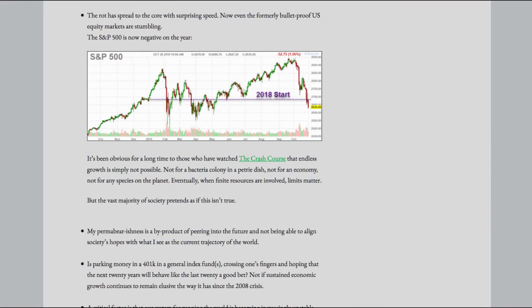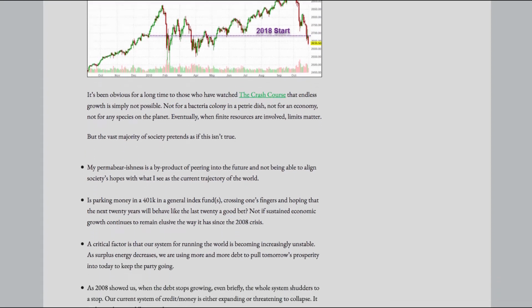Now even the formerly bulletproof U.S. equity markets are stumbling. The S&P 500 is now negative on the year. It's been obvious for a long time to those who have watched the Crash Course that endless growth is simply not possible. Not for a bacteria colony in a petri dish, not for an economy, not for any species on the planet. Eventually, when finite resources are involved, limits matter.